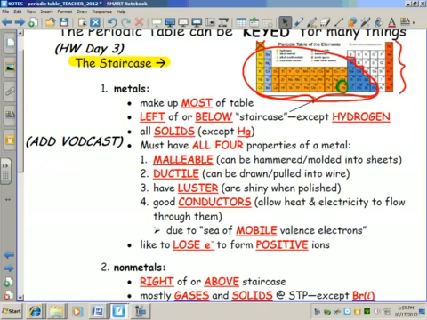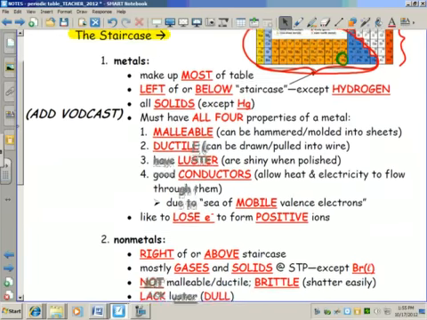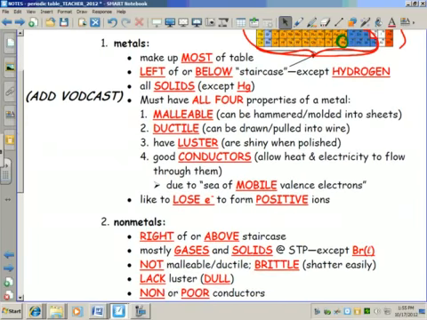Now, metals have four basic properties. In order for an element to be classified as a metal, it has to have all four of the properties you see here. It must be malleable, ductile, have luster, and be a good conductor of both heat and electricity.